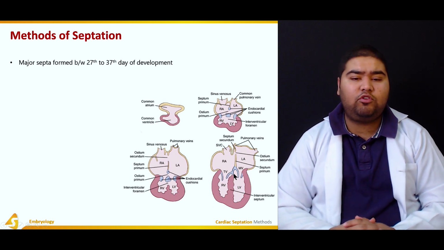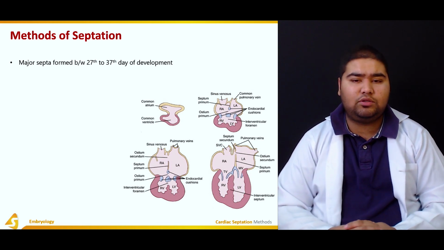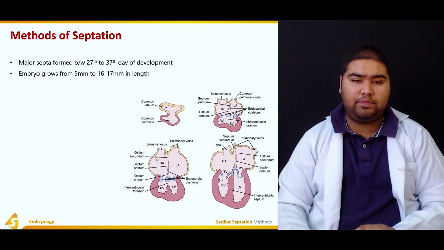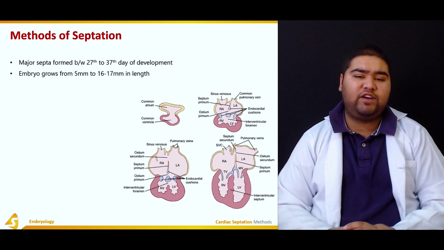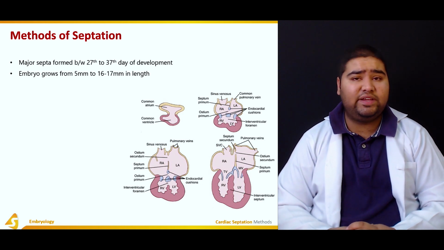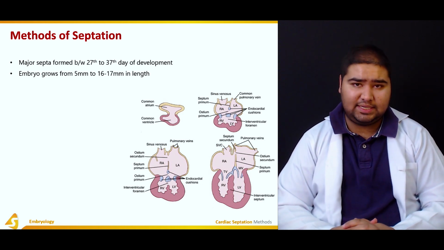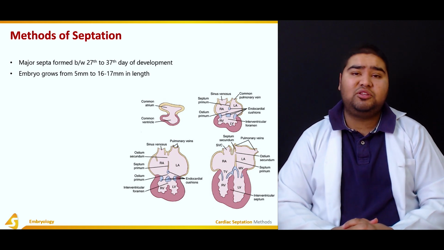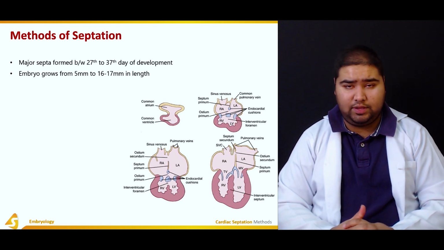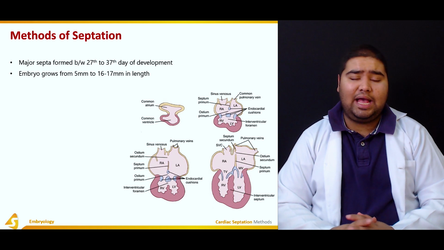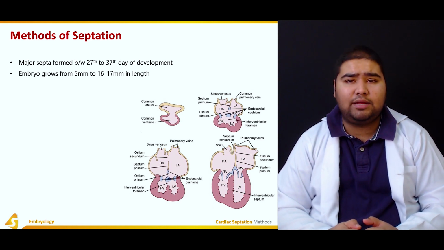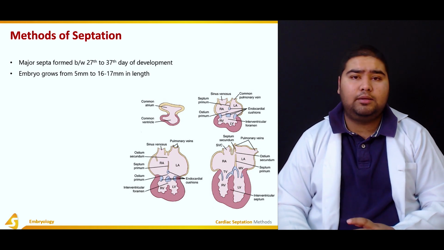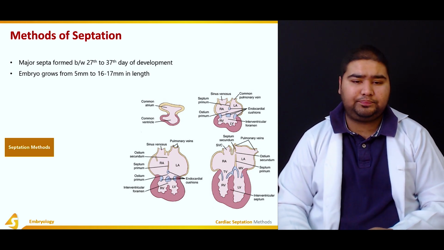It tends to be formed between the 27th and 37th day of development. Now, during this process, the embryo grows from 5 millimeters to 16 to 17 millimeters in length. That is about 3 times the length of the embryo in the beginning. So you can see how the size of the embryo is being enlarged at the same time as the septation is being made within the heart.